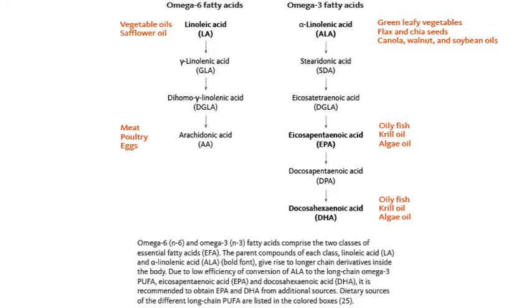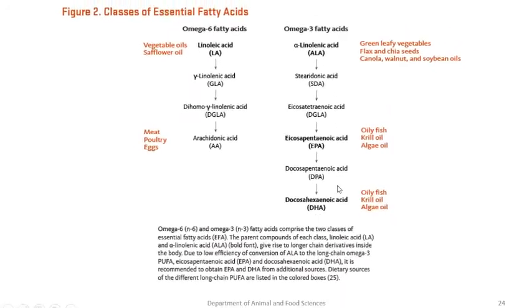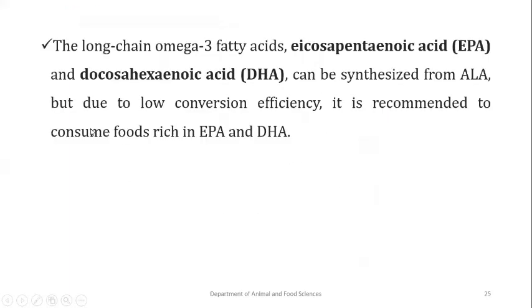Okay, then sometimes these EPA and DHA are considered conditionally essential fatty acids. Okay, you know that fish oil is rich in EPA and DHA. So long chain omega-3 fatty acids, eicosapentaenoic acid and docosahexaenoic acid, can be synthesized from alpha linolenic acid, but due to the low conversion efficiency, it is recommended to consume foods rich in EPA and DHA.